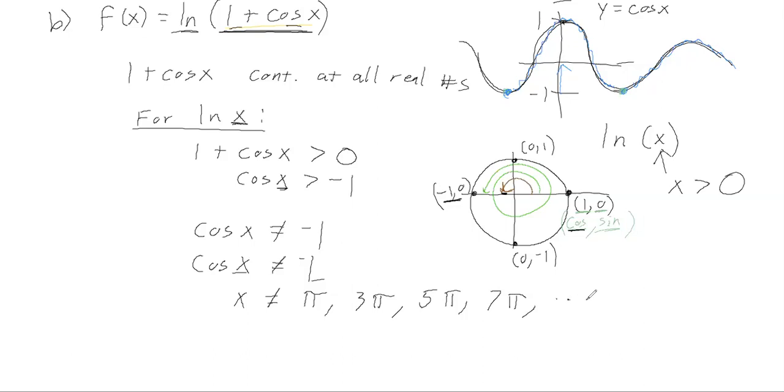Now, I just considered going around in the positive direction. What if I were to consider going around in the negative direction, like a negative pi? I'll go around negative pi. Isn't my cosine -1 again? Sure is. So I need to consider plus or minus pi. Same thing here. I need to consider plus or minus 3 pi, plus or minus 5 pi, plus or minus 7 pi.